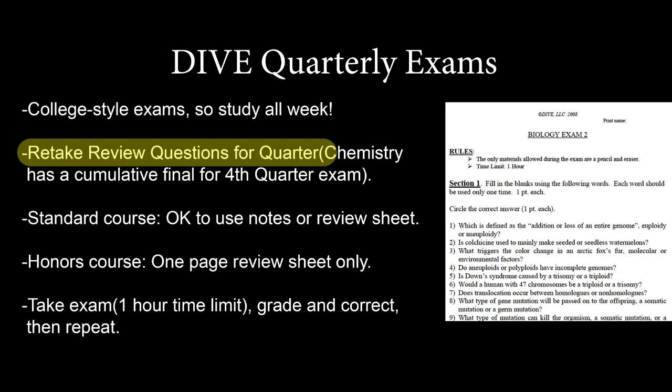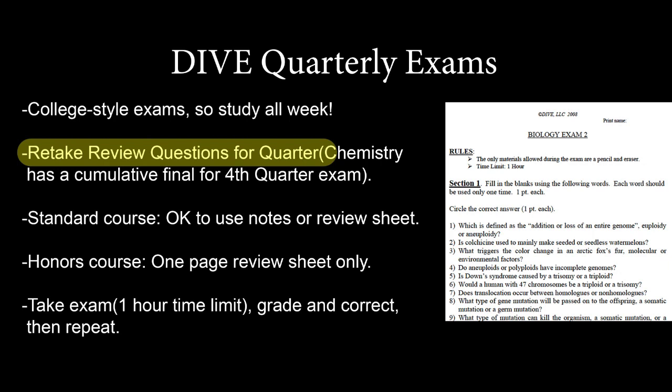Now, chemistry has a cumulative final for the fourth quarter exam, so that'll be over everything. But all other exams, that's going to be your number one way to study, is to retake those review questions. And you just do them again. Review your notes as well, and as you retake the review questions, if there are things missing in your notes, then you can fill those in.